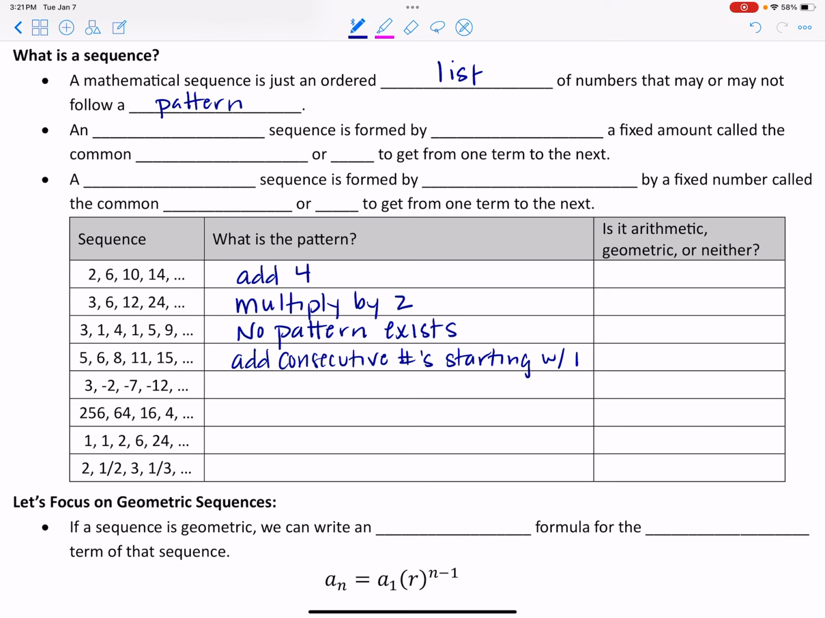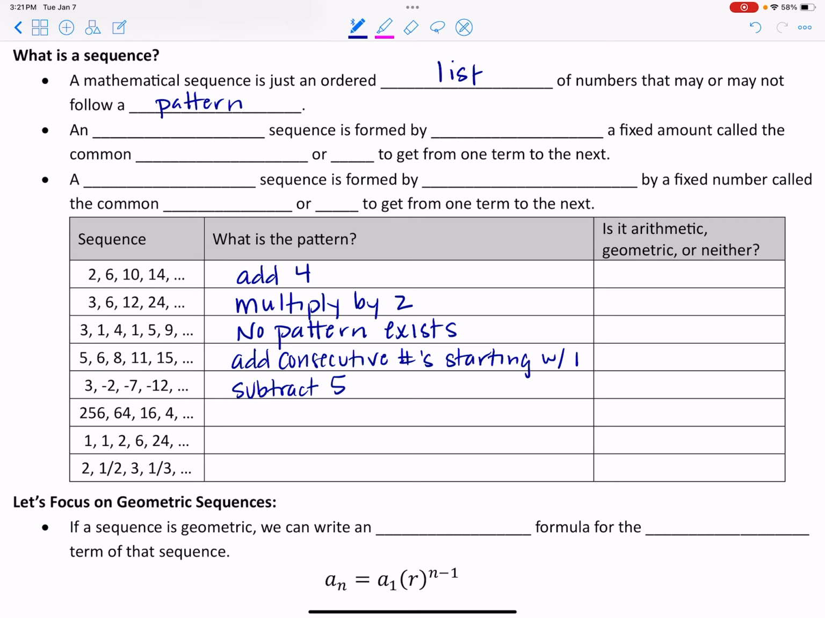All right, let's look at the next one. Since we're getting smaller here, I'm going to try subtracting. 3 minus 5 would take me to negative 2. Negative 2 minus 5 would take me to negative 7. Negative 7 minus 5 would be negative 12. So that's a pretty clear one here. I'm subtracting 5 to get from one term to the next.